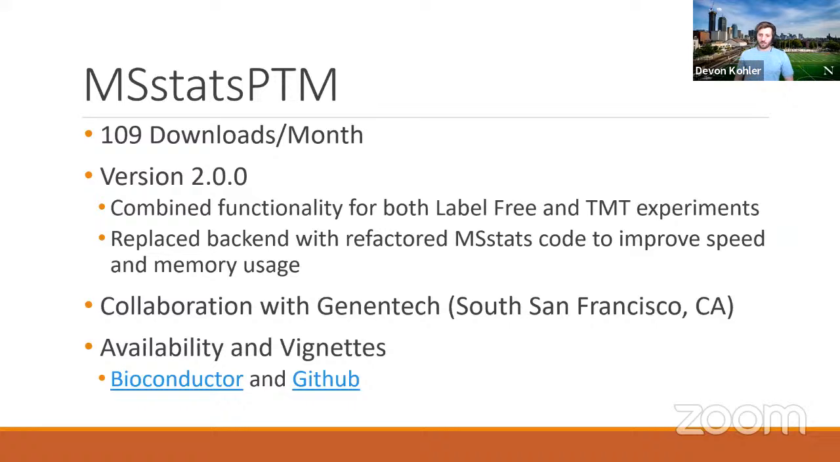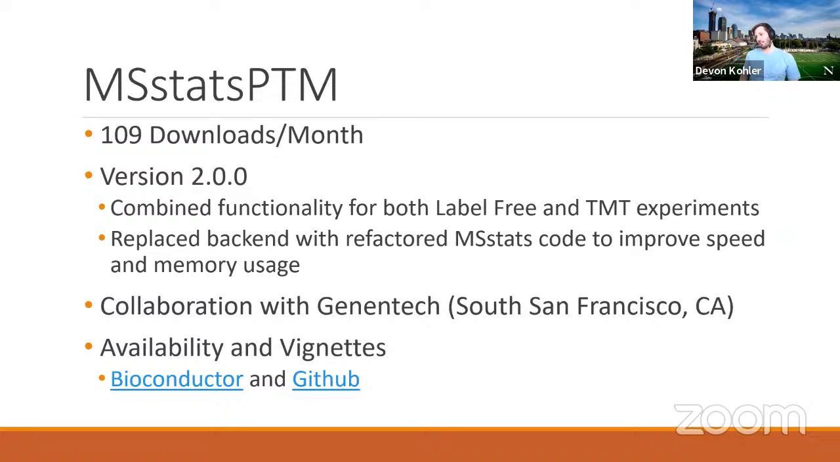We also replaced the backend with the refactored MStats code. So before it was kind of on its own, didn't have integration with the rest of the family of packages. So now, because we replaced the backend with the MStats code, we improved the speed and reduced some of the memory usage. So the package should function a lot better as well. This package was developed as a collaboration with Genentech. And it is available on Bioconductor and GitHub.